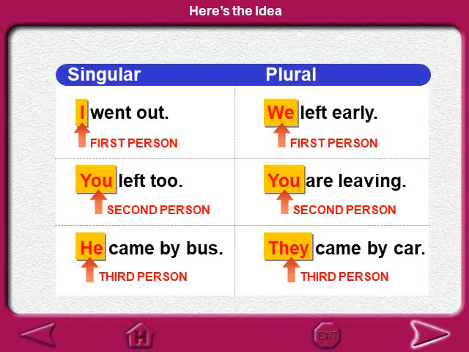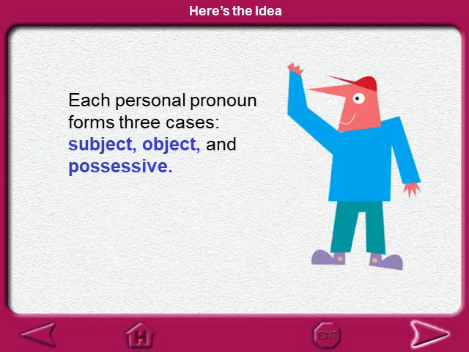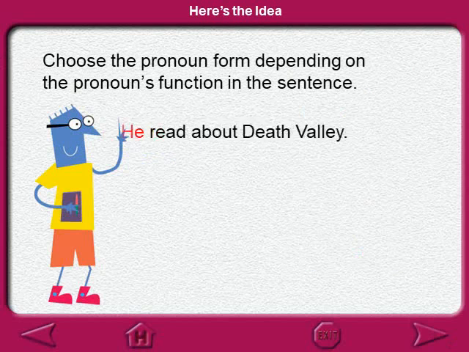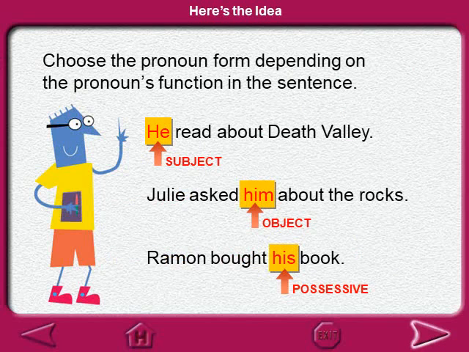Third person: he came by bus. In plural form: they came by bus or by car. Okay, next. Each personal pronoun forms three cases: subject, object, and possessive. Choose the pronoun form depending on the pronoun's function in the sentence.